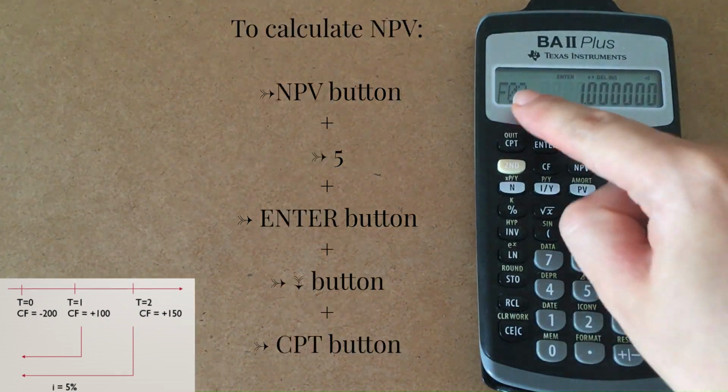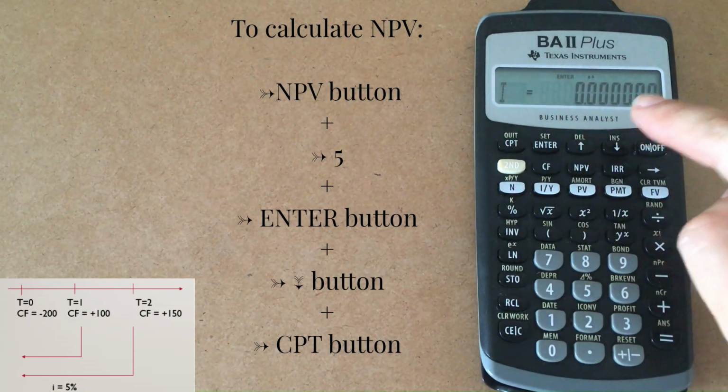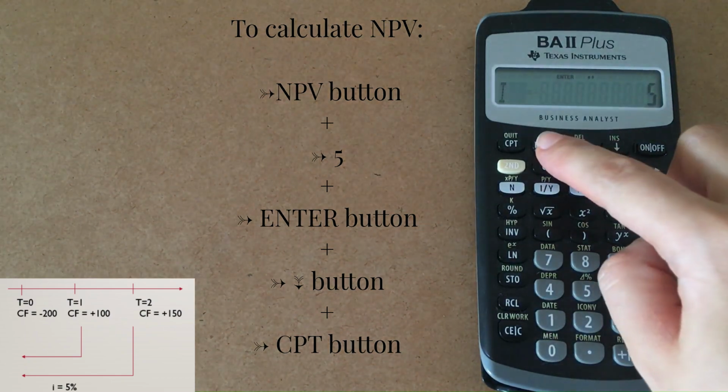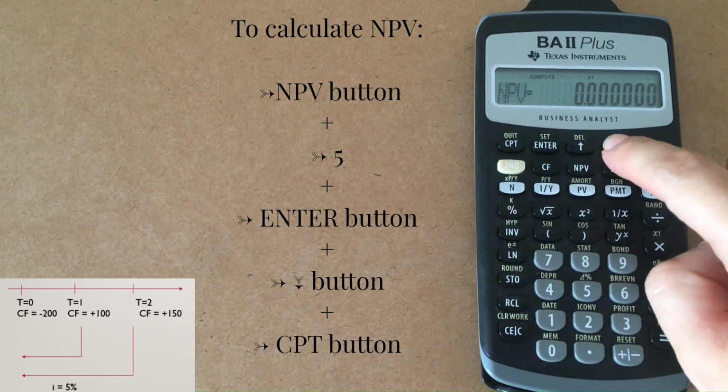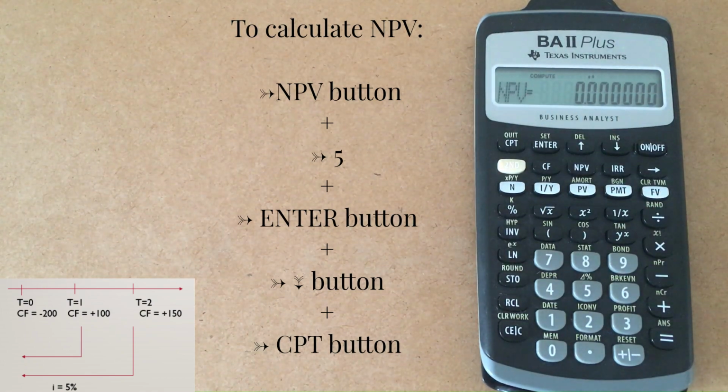Now, to finally calculate the NPV value using the 3 cash flow data, we should press the NPV button. The calculator asks what is the return rate or the interest rate to use. We enter 5 without the percentage sign. Then, confirm by pressing on the Enter button. Then go to the next step by pressing the downwards arrow button.